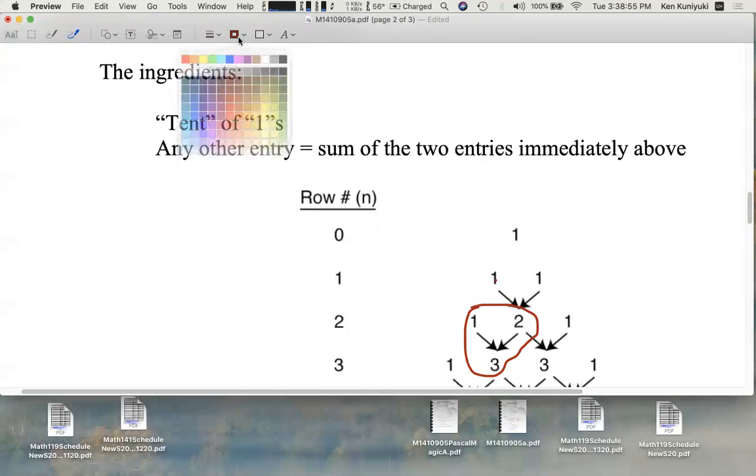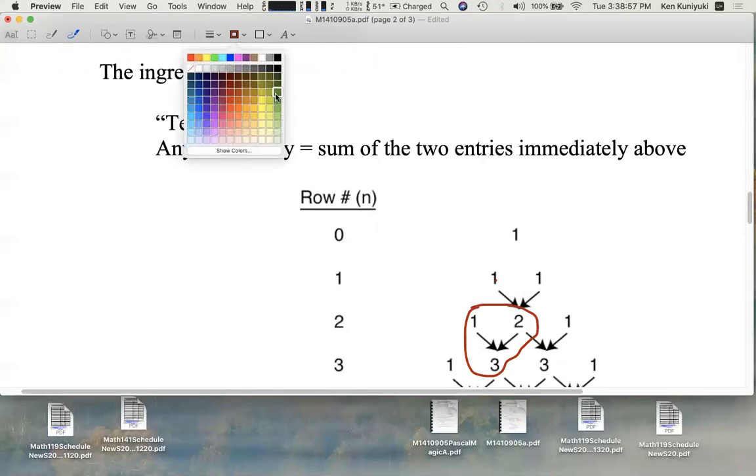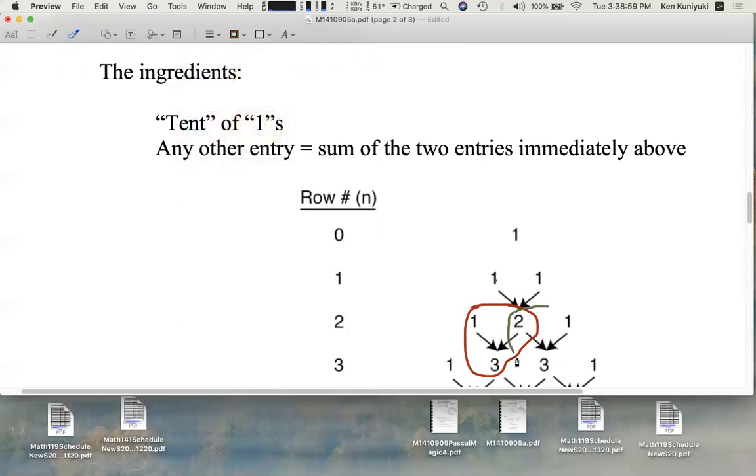And also, 2 plus 1 is 3 over here. Every time we have a pair of consecutive numbers in Pascal's triangle, they give birth to their sum. And we place that number below and in the middle, horizontally.